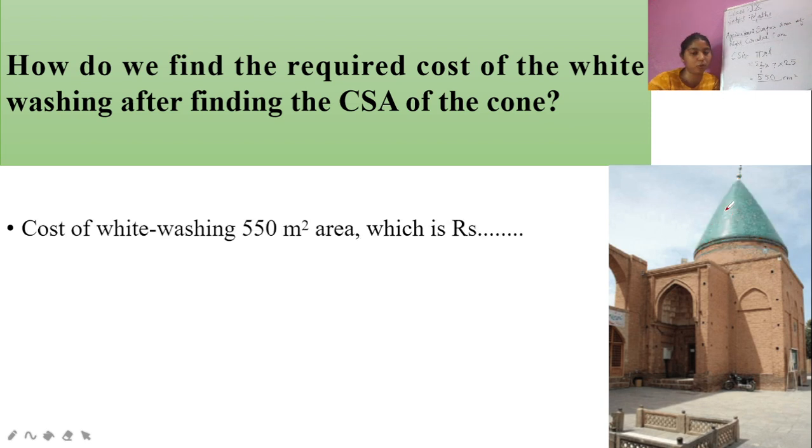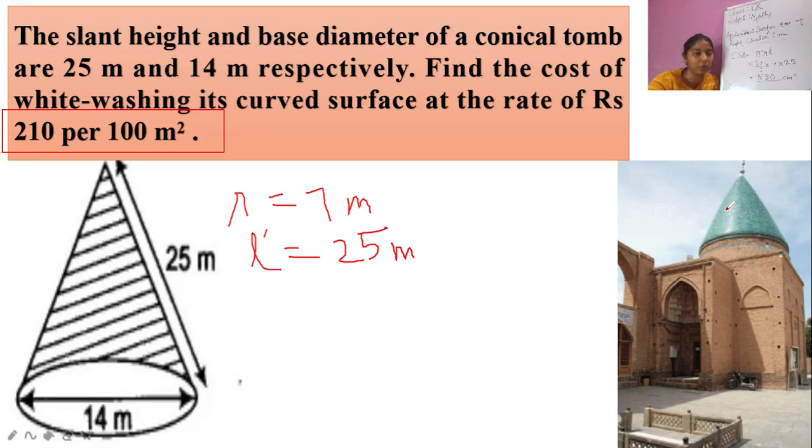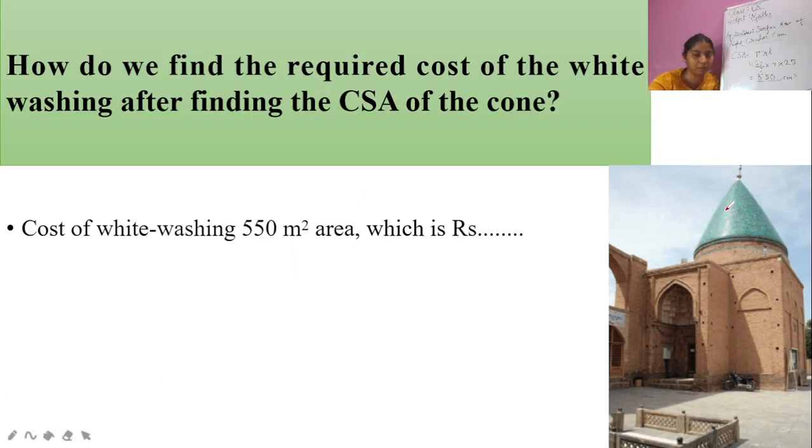So do we have the cost for whitewashing? Yes, right? What is that? Yes, let's move to that. Do we have the cost? Yes, 120. That is 120 per 100 meter square. We have the cost for the whitewashing given as 120 per 100 meter square, like for the curved surface area we calculated.